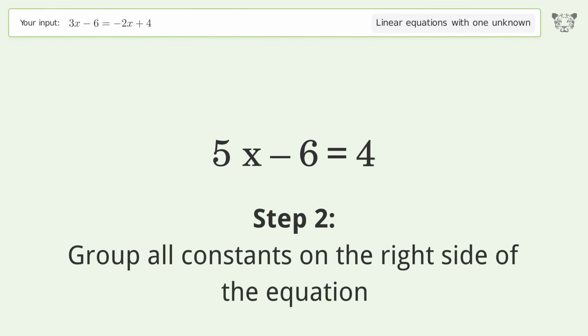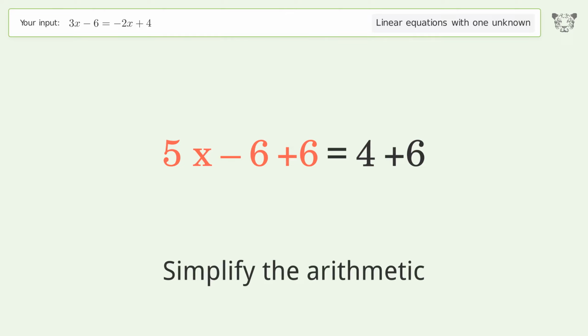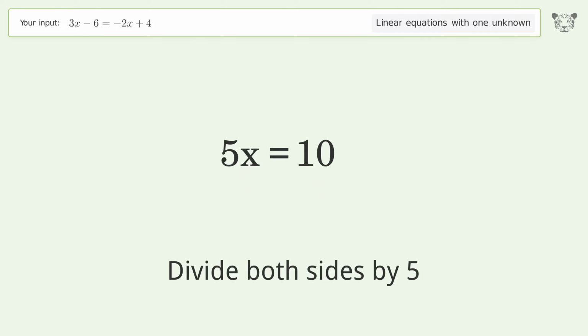Group all constants on the right side of the equation. Add 6 to both sides. Simplify the arithmetic. Isolate the x. Divide both sides by 5.